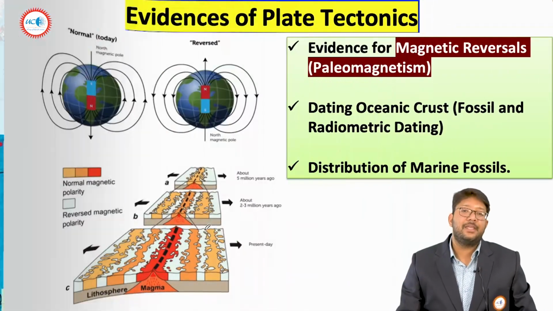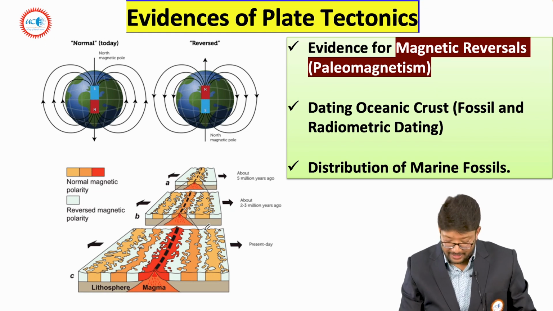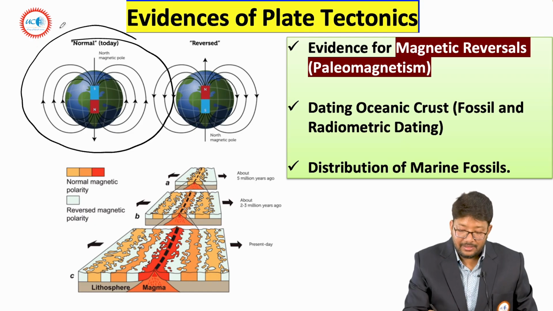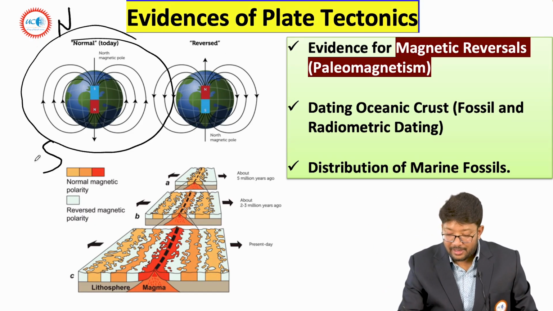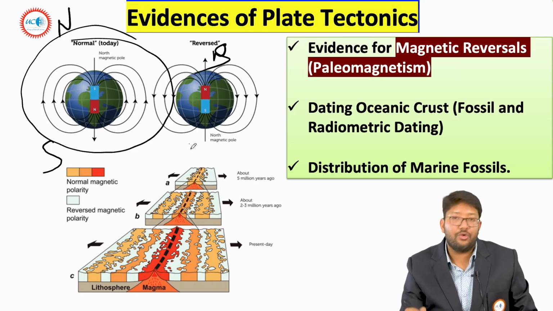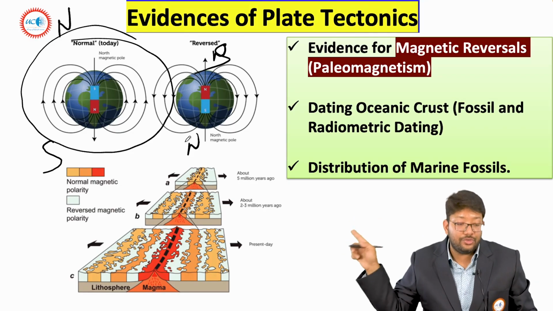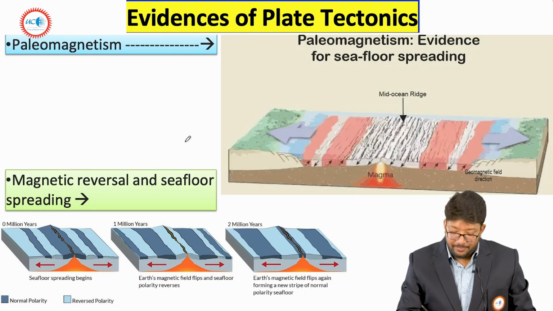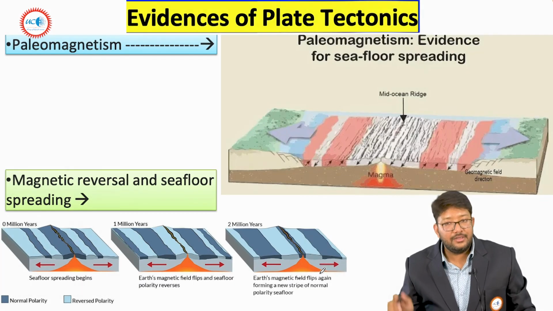Second evidence is magnetic reversal. We have already talked about paleomagnetism, that our earth behaves like a magnet. This is today's north pole and south pole, but earlier this was the south and this was the north pole. So this reverse polarity exists in the rocks, as you can see. Paleomagnetism, magnetic reversal and seafloor spreading are already done.